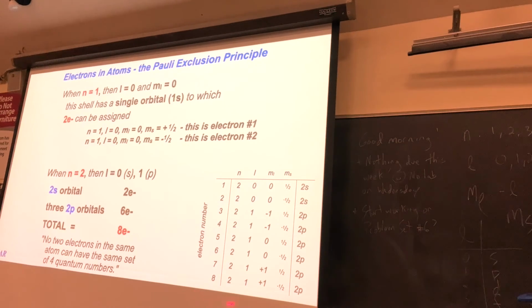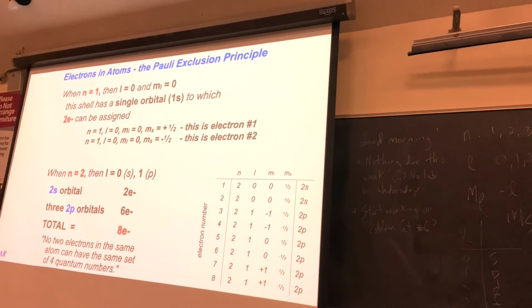Now, this is a fancier house. Woohoo! It has 3 rooms, 3 m sub L values. The negative ones, the zeros, and the positive ones. The negative 1 room can hold 2 people, positive 1/2, negative 1/2. The m sub L equals 0 room can hold 2 electrons. The m sub L positive 1, 2 electrons. 6 possible electrons in the 2p subshell.